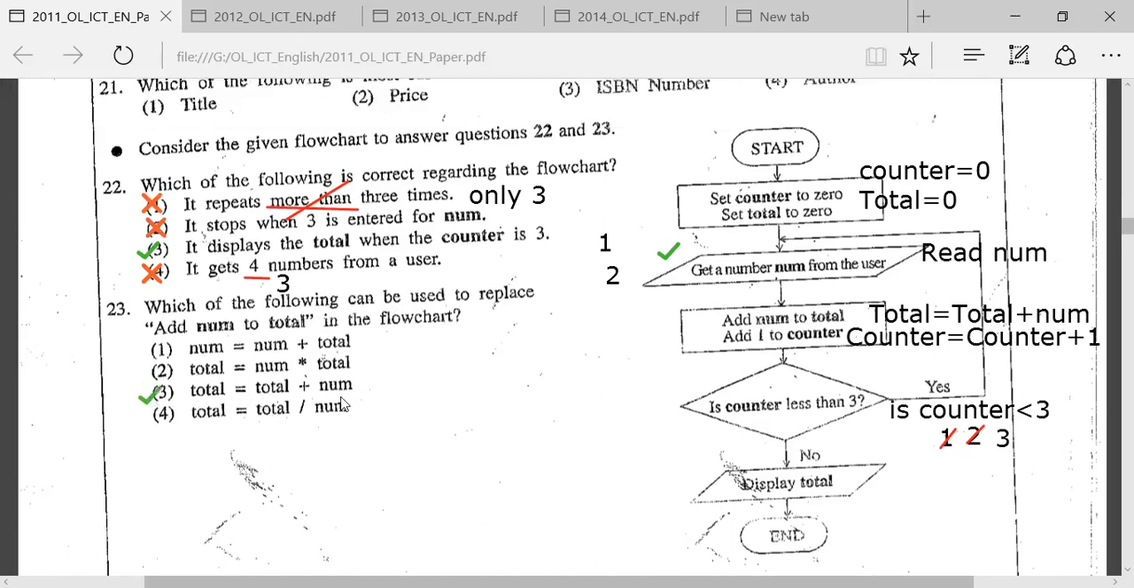Third option. So when we do it initially, we can just use it in our question paper, right? So total equals total plus num. That's the end of question number 23.